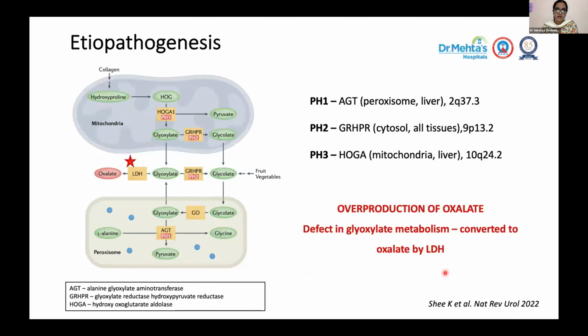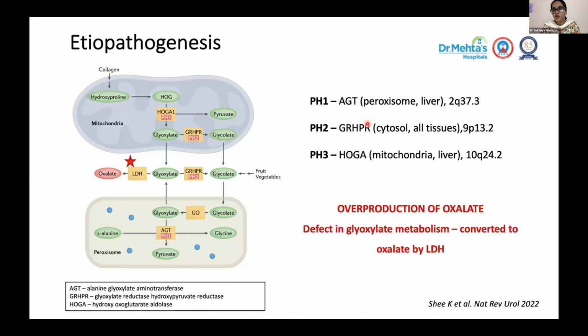Where does it all start? So primary hyperoxaluria, we recognize currently 3 different varieties of primary hyperoxaluria. And this is because 3 different enzymes are behind the 3 types. These 3 enzymes are specific to each organelle.